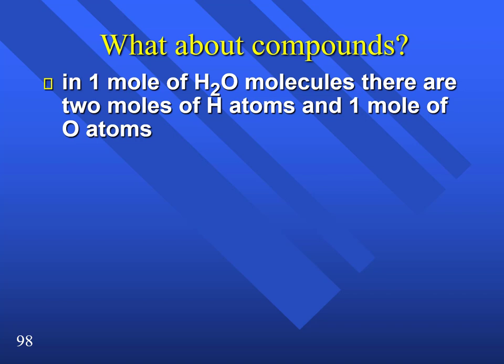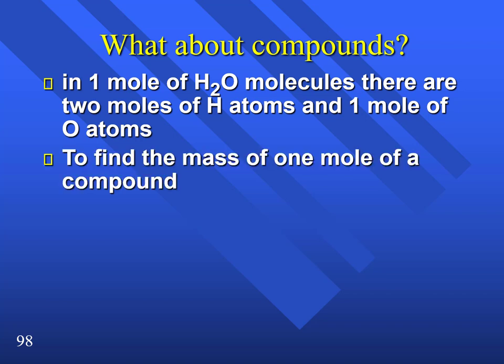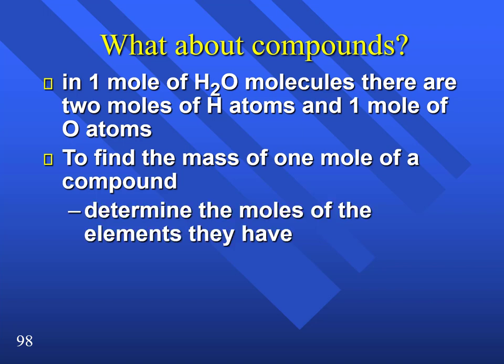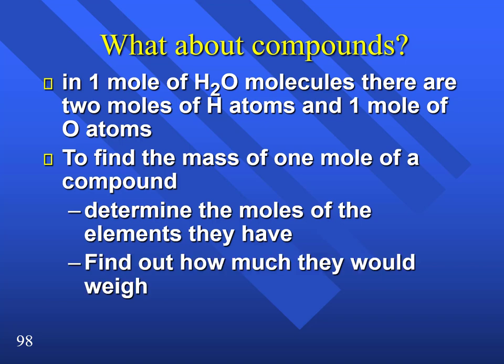So now we can do what Peter said. Find the mass of 1 mole of a compound, determine how many moles of each element they have. That's really easy. It's a subscript. Or maybe a subscript in parentheses. Ooh, we haven't done that one yet. Find out how much they would weigh. That means look them up on the periodic table. Add, because mass is conserved.